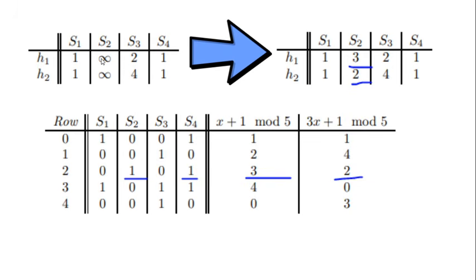So first let's check S2. S2 is obviously infinity, so 3 is obviously less than infinity and 2 is obviously less than infinity. Go ahead and change that up. And for S4 you can see that there's currently 1 stored in H1, so 3 is greater than H1, so we're not going to change it up.